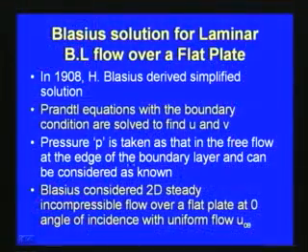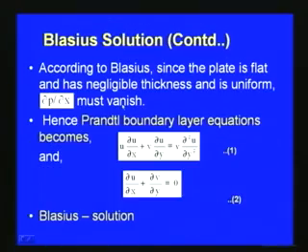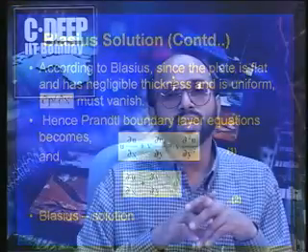Here the pressure P is taken as that in the free flow at the edge of the boundary layer, and according to Blasius this can be considered as known. Blasius considered two-dimensional steady incompressible flow over a flat plate at zero angle of incidence with a uniform flow velocity of u infinity. These are the various conditions considered by Blasius, and the plate is flat, has a negligible thickness and is uniform.